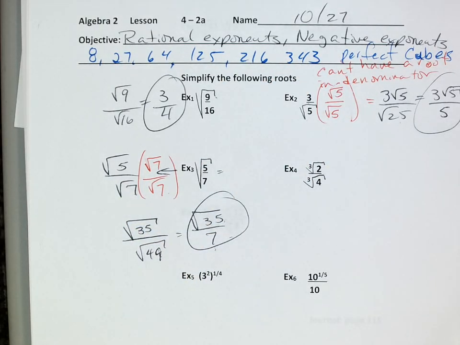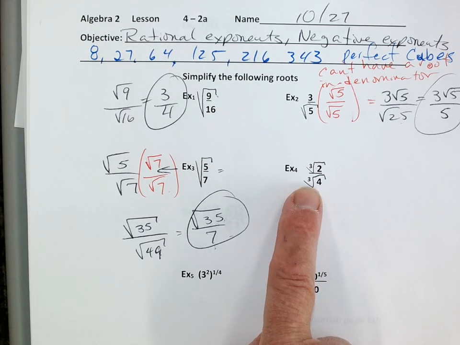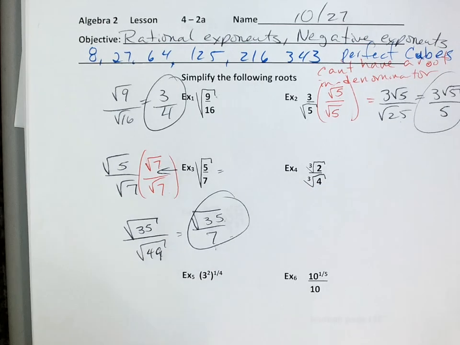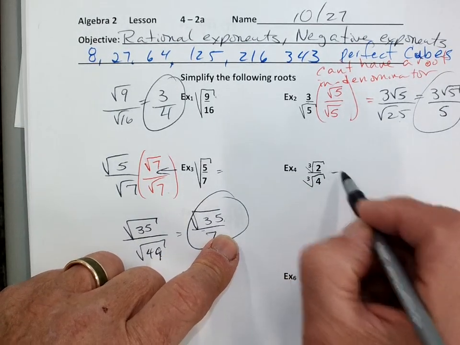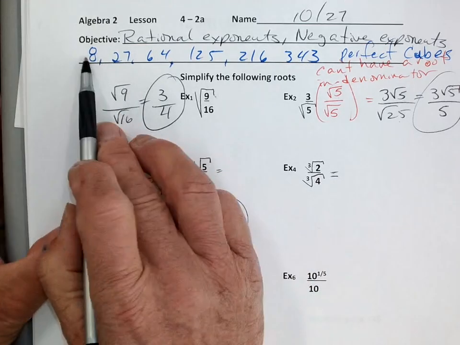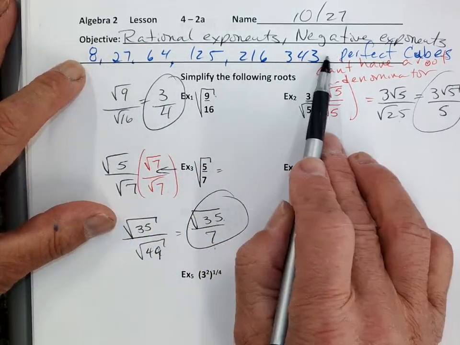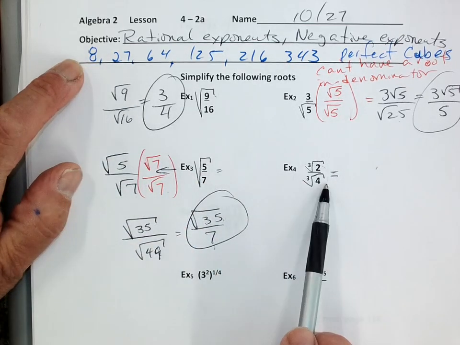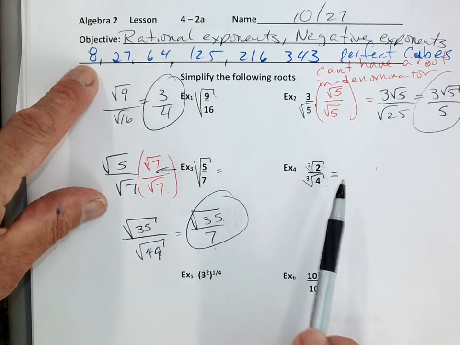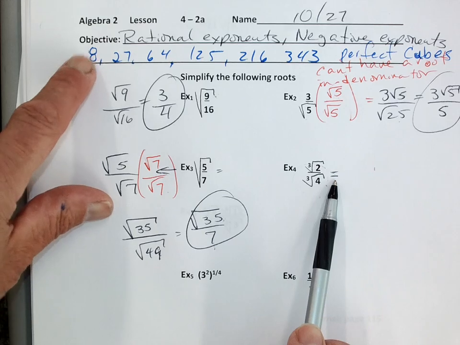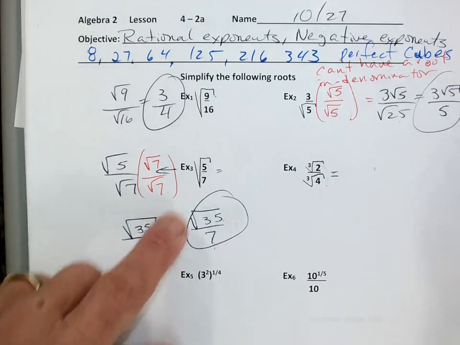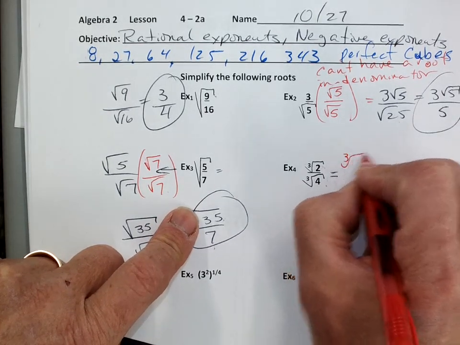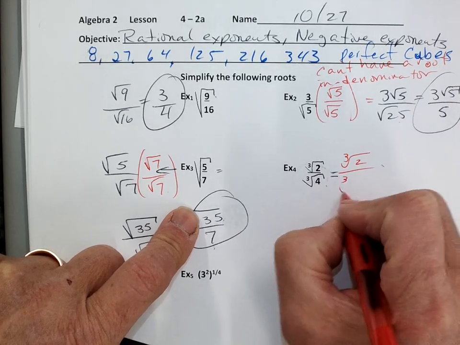So if we take a look at example 4, what I need to do is rationalize the denominator. So I need to make this denominator one of these numbers so I can take the cube root of it. I'm going to multiply top and bottom by the cube root of 2 over the cube root of 2 so I can make an 8.